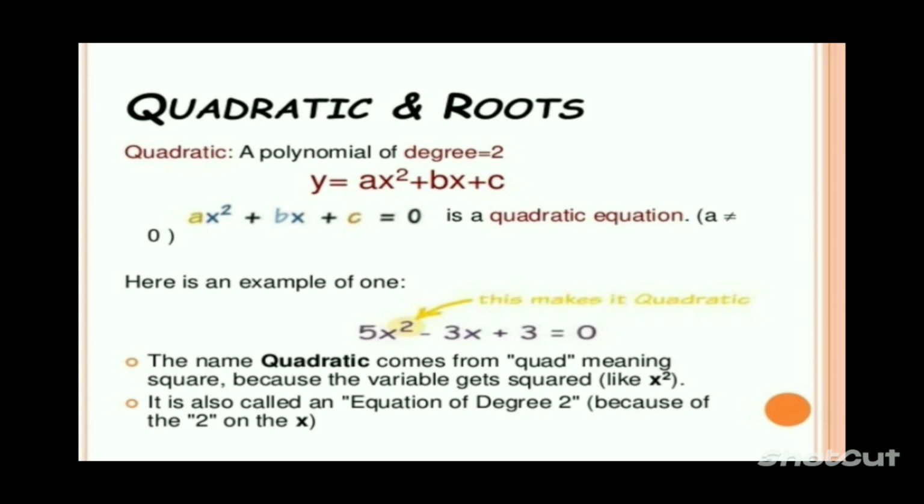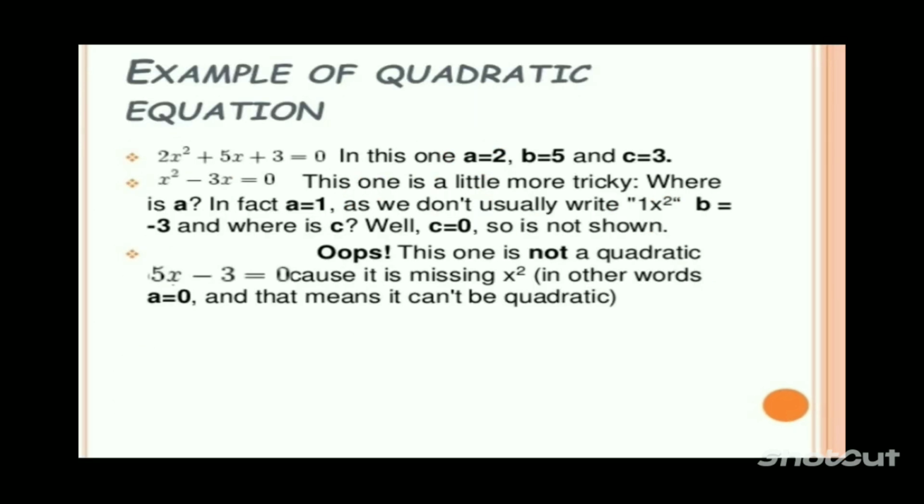The name quadratic comes from quad, meaning square. So from the word quad, meaning square, that is the 2 in 5x squared. Then because the variable gets squared, like x squared, it is also called an equation of degree 2. So another term is the equation of degree 2 because of the 2 on the x.